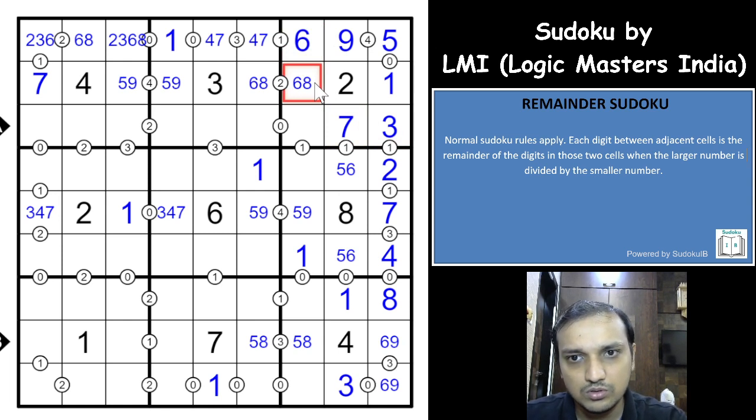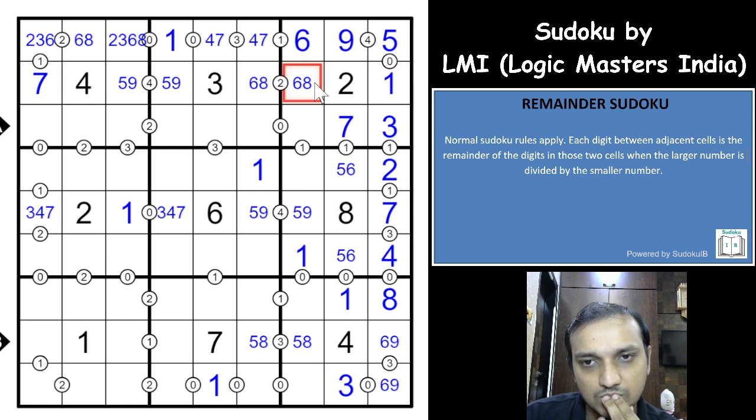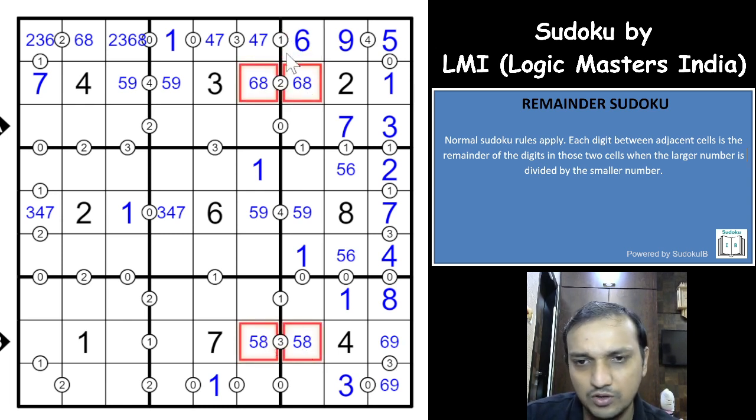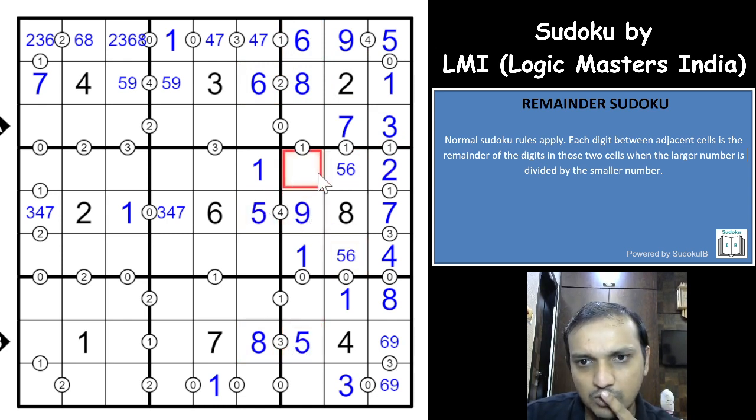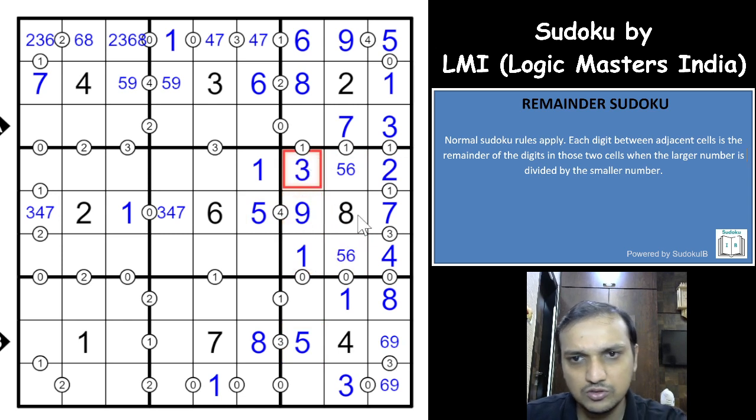Oh, yeah. I removed 8 from here because of the X-wing of 8, right? That's nice. So that gives you a 6 here. That gives you 8 and 6. That gives you 8 and 5. That gives you 5 and 9. Or we could have done that easily. That gives you a 3 here, and that gives you a 4 here.